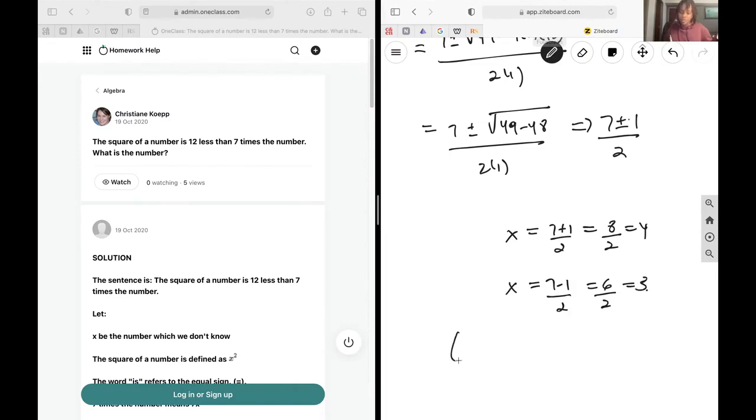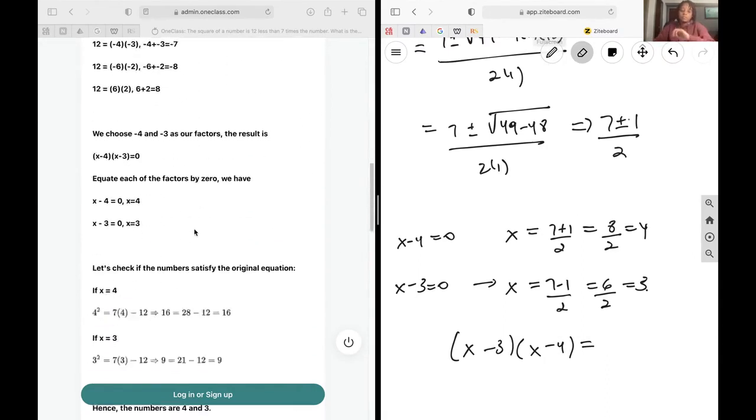giving me 3. So my final form will be, this means x minus 3 is equal to 0, and this means x minus 4 is equal to 0. So my two brackets will be x minus 4 by x minus 3 is equal to my function. So my two solutions are x is equal to 4 or x is equal to 3. And that's going to be it for this question.